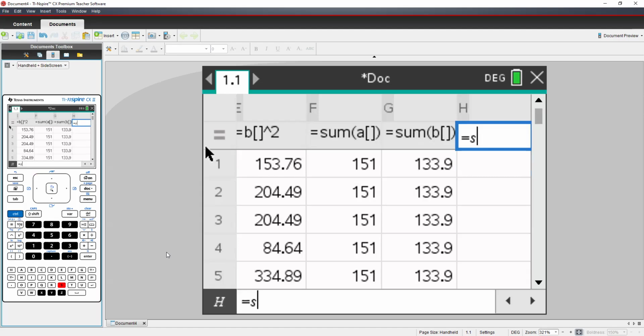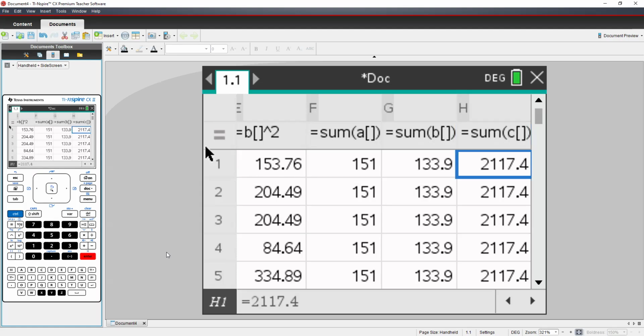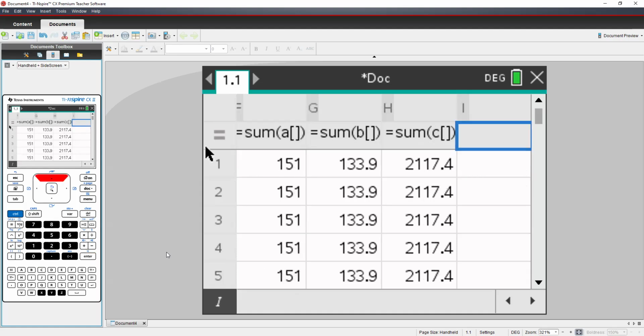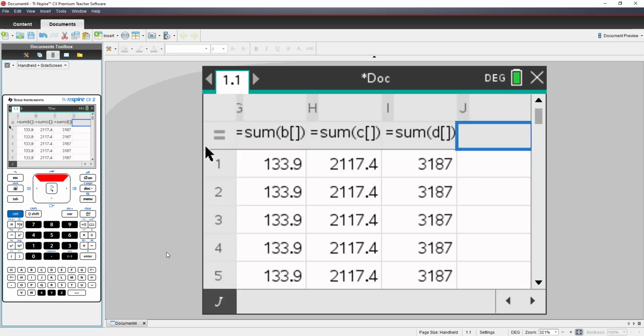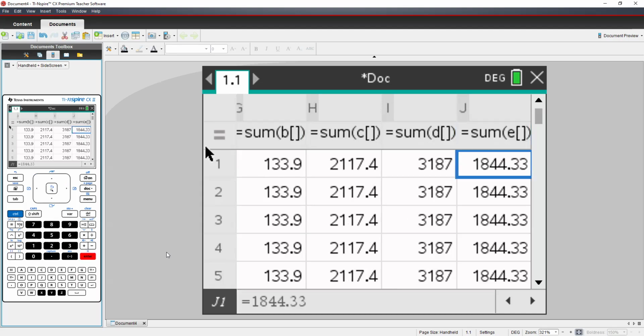And then I can do sum of my C column, which will be the product of X and Y. And it gives me that. And then I can do sum of my D column, which is the X squared numbers. It'll give me my sum. And then I can do the sum of E column, and it will give me my sum there as well. So the calculator can definitely do a lot of it for you. And then we can take those numbers and plug them in.